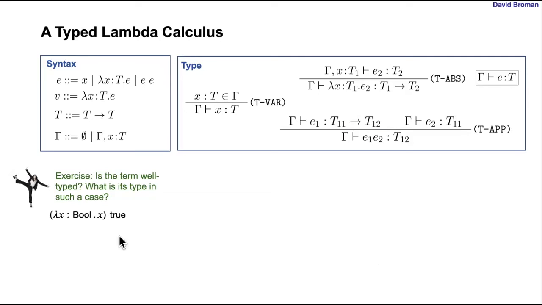So the following term here, lambda with a body x, and then it's applied to a value true. Is the term well typed? Remember the definition. And if it is well typed, what is then the type of this whole expression here? And note that we have now introduced basic values like booleans, true and false, and the type boolean, and we'll also use integers.